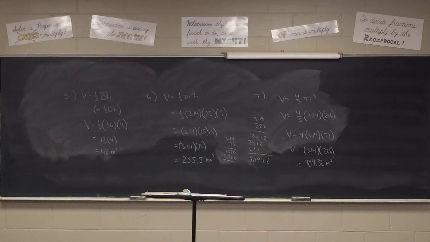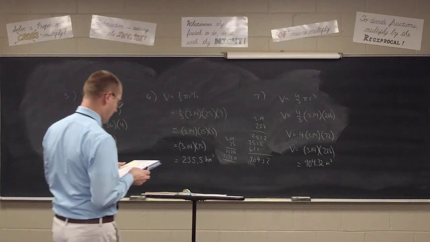Let's see what we got. Oh, you canceled the 3 there to get the 72, which was good. You just forgot to ever multiply the 4. Oh. So if you took your answer times 4, it would come out to my answer. That's all. All right, go ahead and multiply the 4 in there and then move on to 8 through 10.